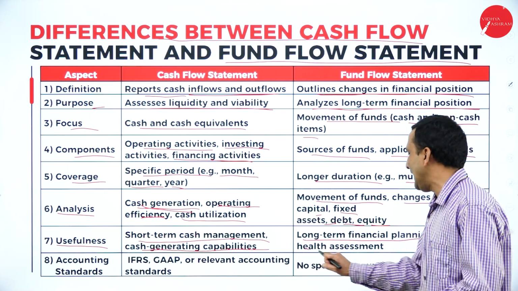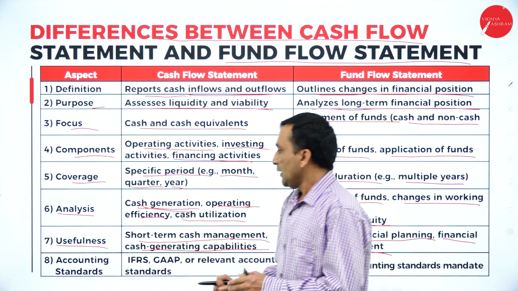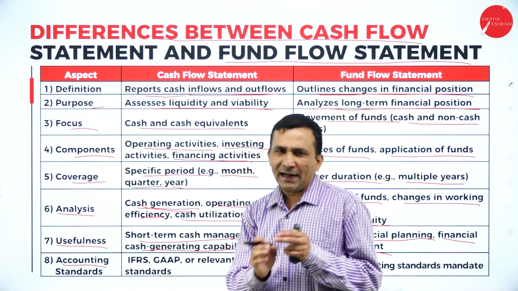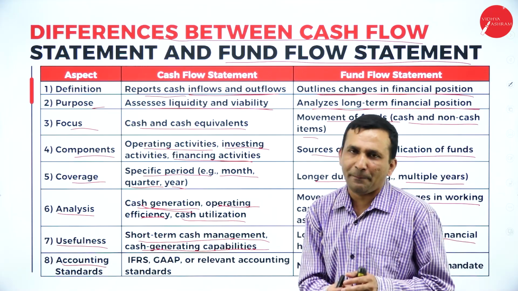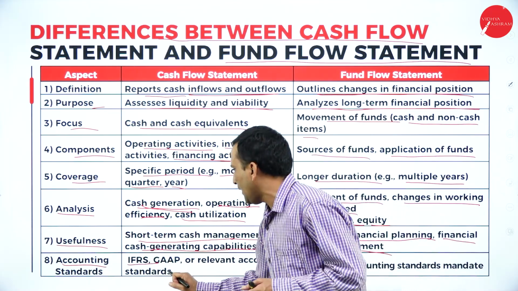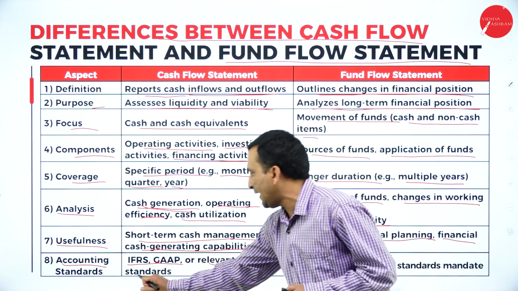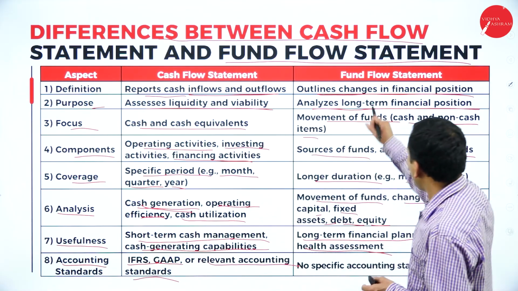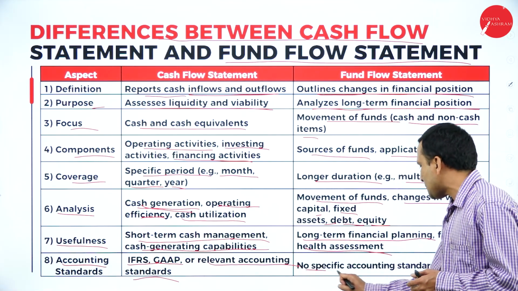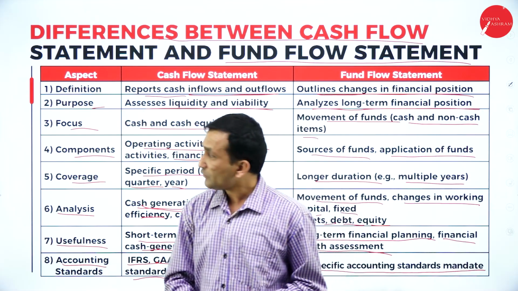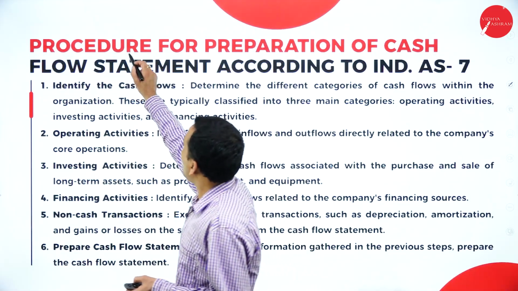the financial health assessment. Last one, accounting standard. According to Indian Accounting Standard 7, we are preparing a cash flow statement. IFRS, GAAP are relevant accounting standards. Okay. Under fund flow statement, there is no specific accounting standard or mandate. Okay, mandatory.